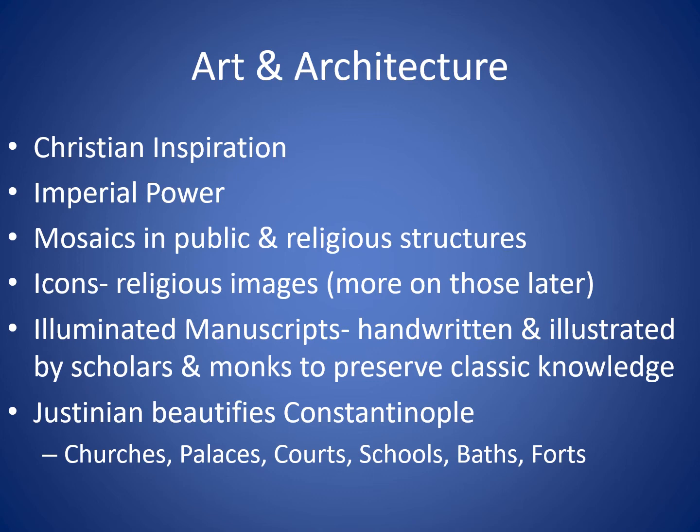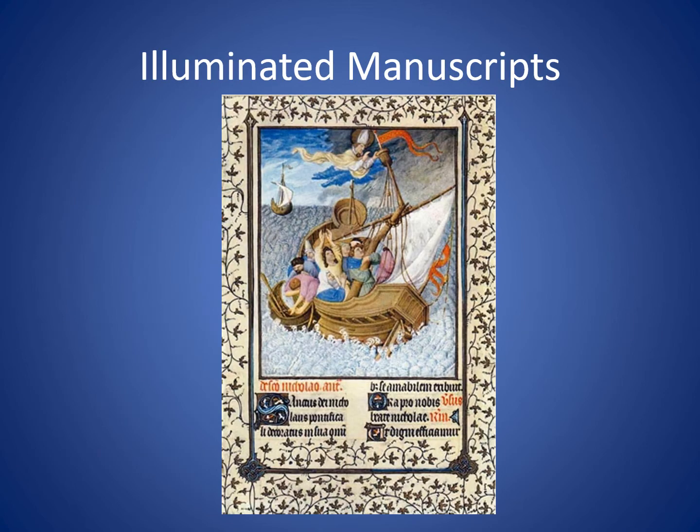Here's an example of an illuminated manuscript. We've got the writing down here, but we've got a picture to tell the story of what's going on. And notice that they don't waste any space on this paper. Paper back then is not like today where it's readily accessible. So you want to make sure that each page is fully covered.